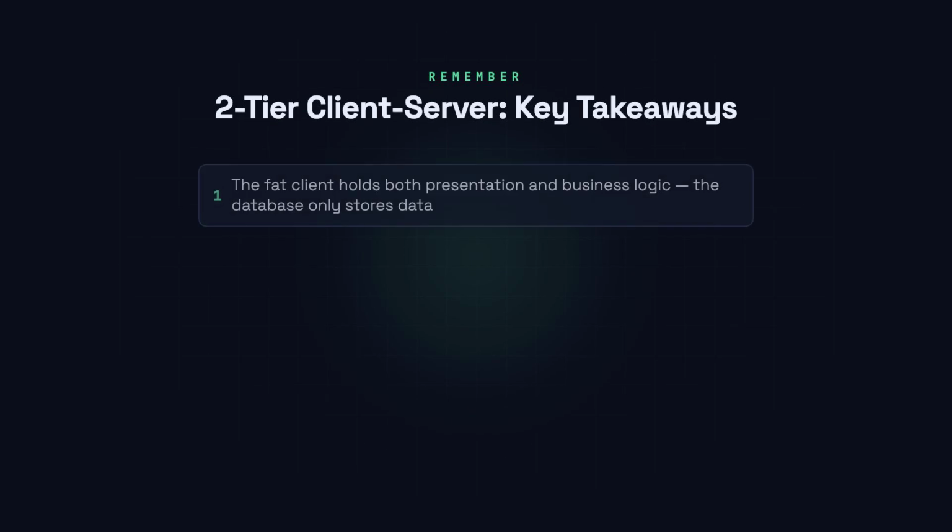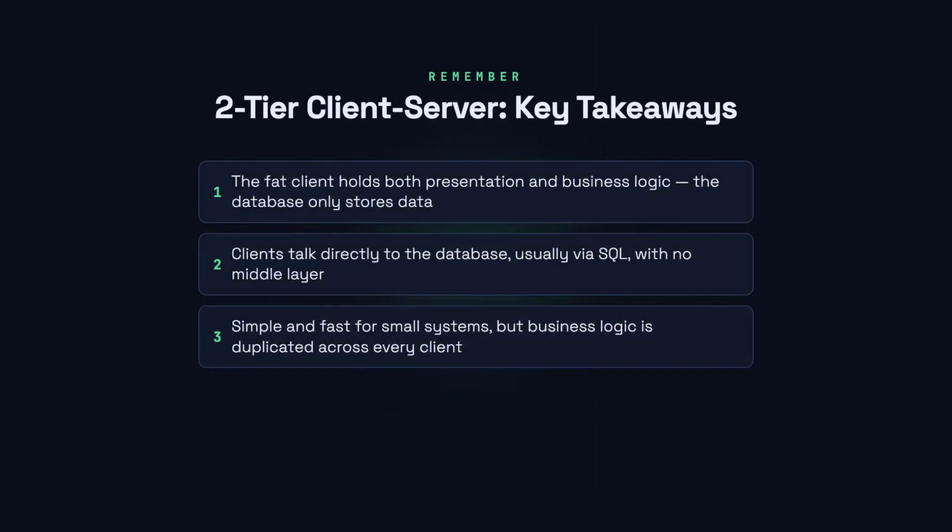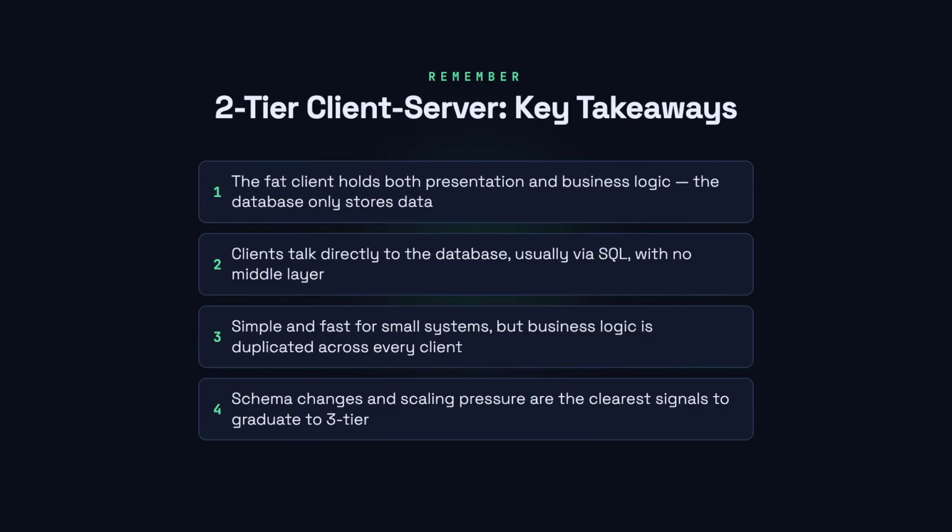To summarize, in a two-tier fat client architecture, the client tier carries the full weight of both presentation and business logic, while the database tier is purely a data store. The direct SQL connection makes it simple and fast, but it also couples every client tightly to the database schema. When your system grows, more users, more complex rules, or a need for centralized control, that coupling becomes the reason to add a third tier between them.